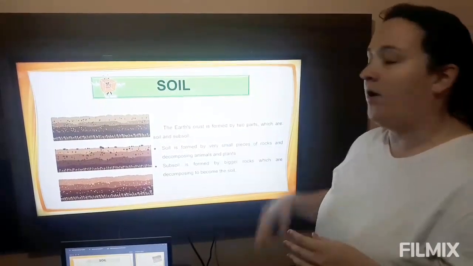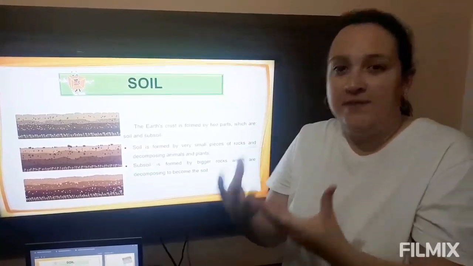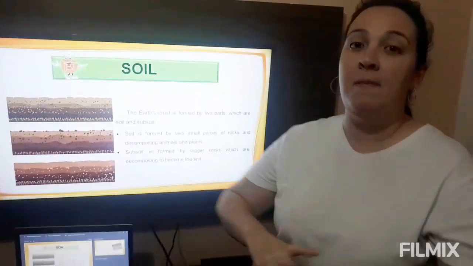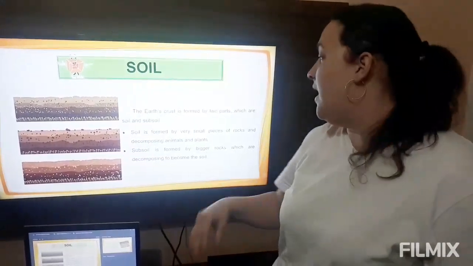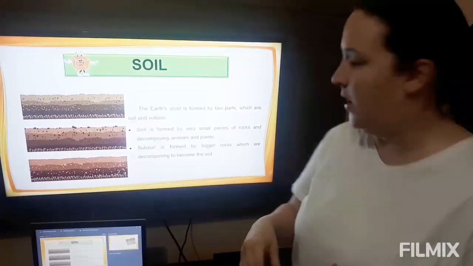The soil is formed by little pieces of rock and decomposing remains of animals and plants. The subsoil is formed by bigger rocks and the things that are decomposing to become the soil, okay?